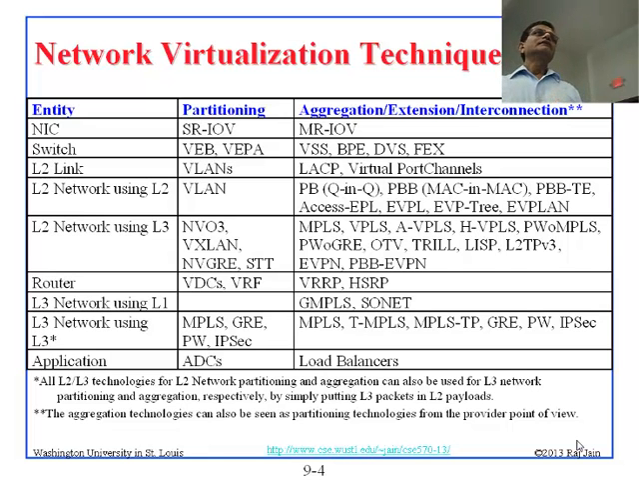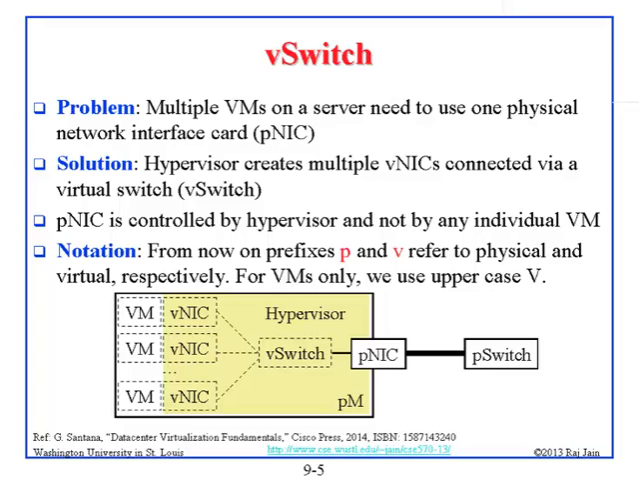Alright, so let's go to the problem first. Okay. So the problem is that on each server now you have multiple virtual machines. So these are the virtual machines. Right? But you have only one NIC.